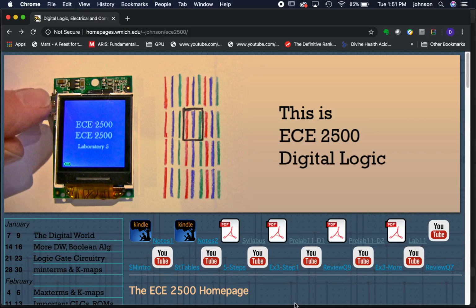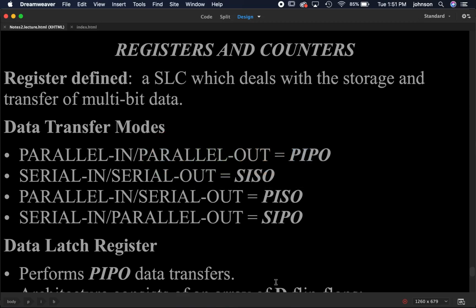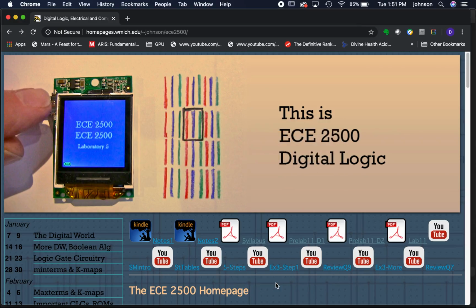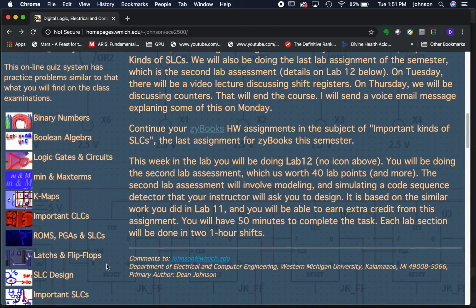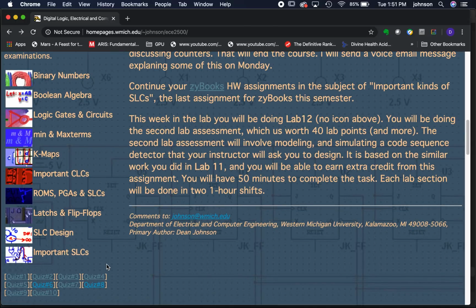We've reached our last subject of the semester, for the last week of the semester, and this is going to be dealing with the subject shown here in your notes too, called registers and counters. This subject matter is also presented in the quizzes, of which you have done 9, and this is the 10th one, called Important Sequential Logic Circuits, namely registers and counters.